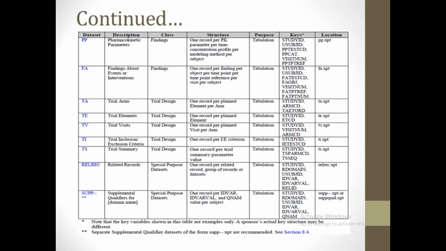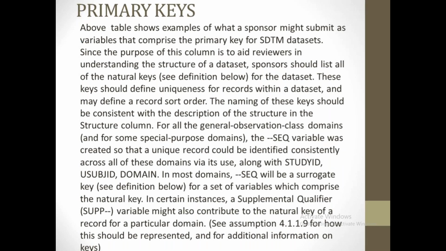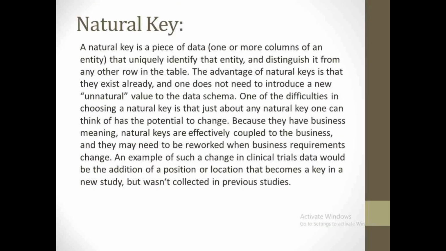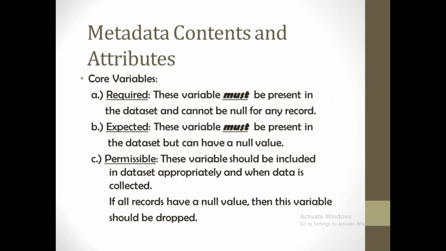These are all the standard domains we have. Okay, right. This primary key, surrogate key is not required. You can ignore this. Metadata contents and attributes. As per your core classification, we have three categories. The first one is required.